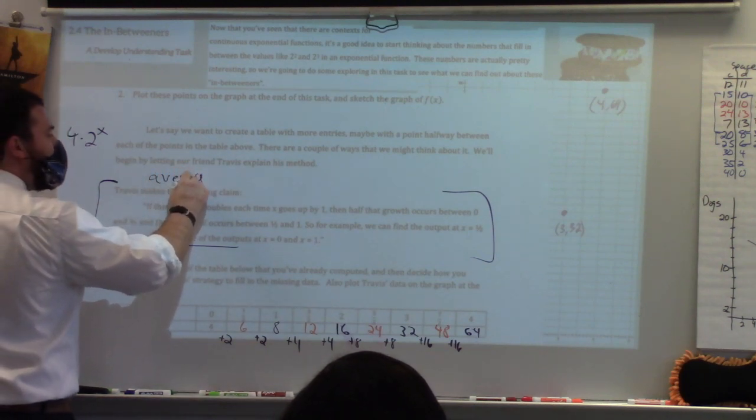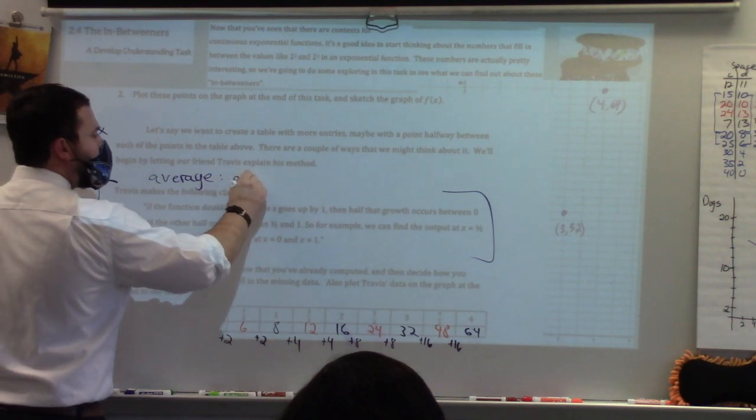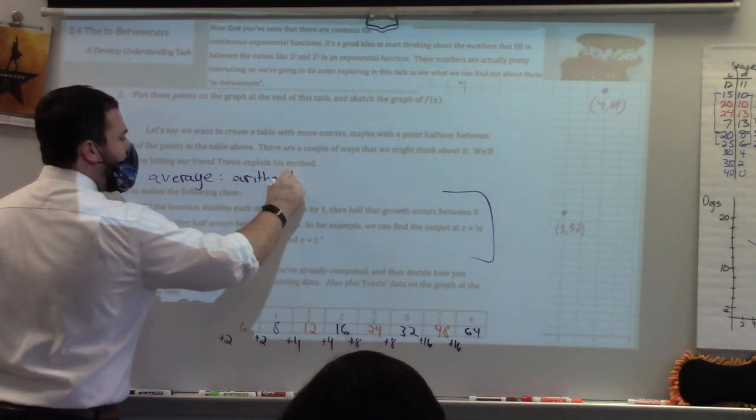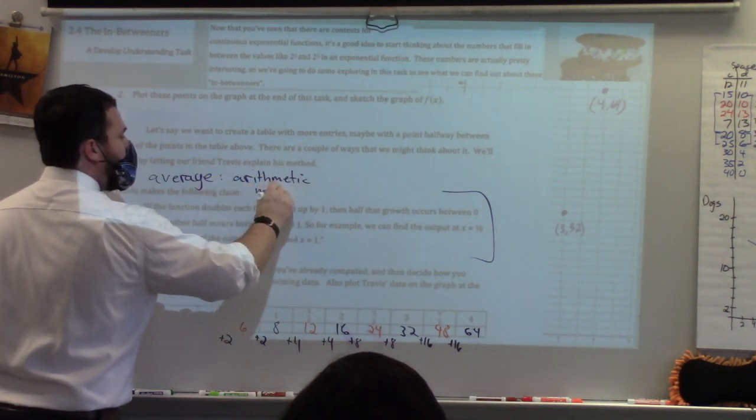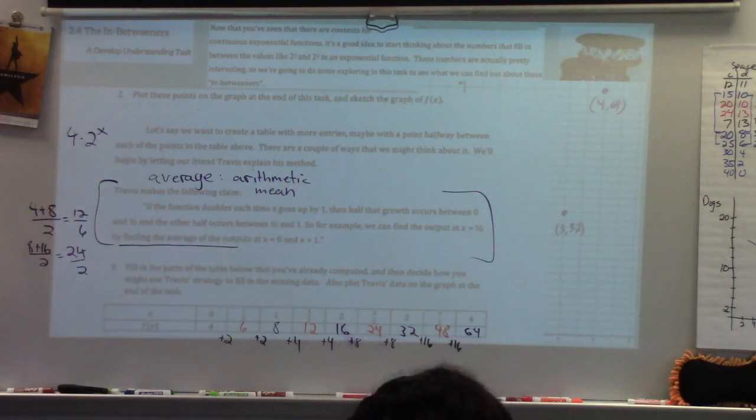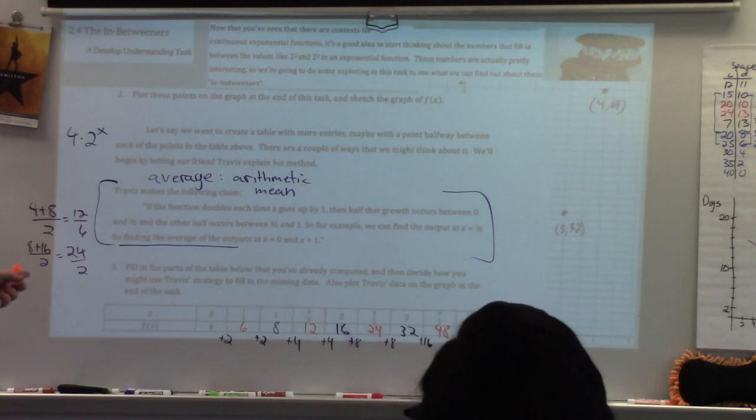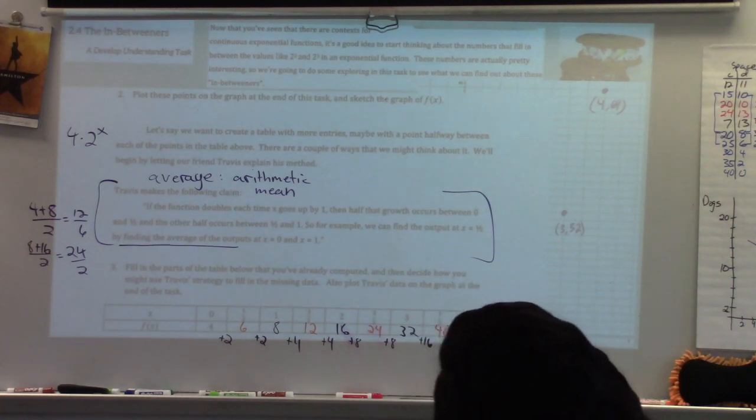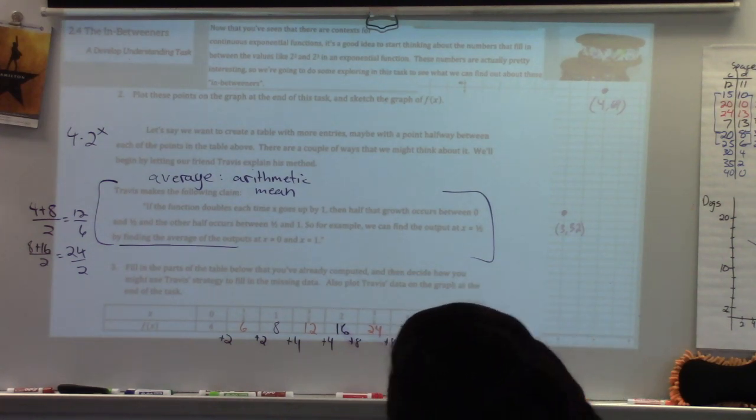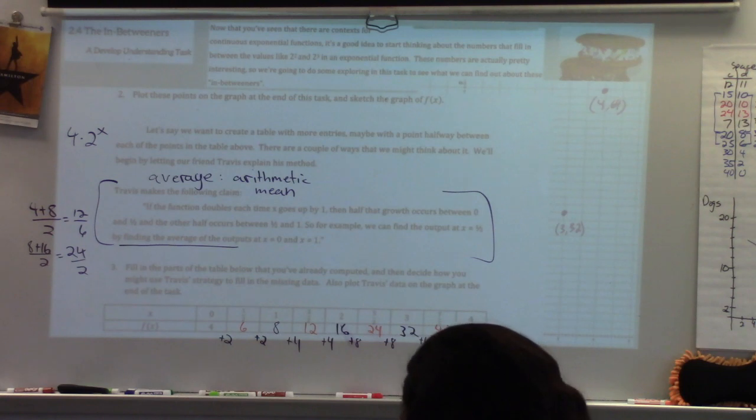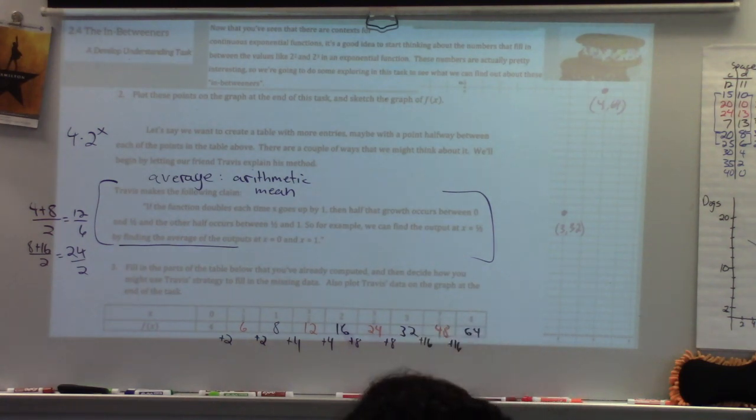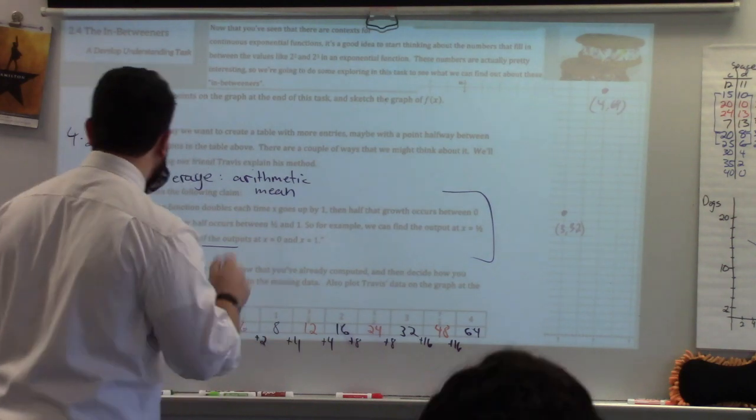So Travis's idea of finding an average, which is the same as an arithmetic mean, would work if it was a linear function, but is this linear? No. So do we want an arithmetic mean here? What do we want instead? A geometric mean. If it's an exponential function, we don't want an arithmetic mean, we want a geometric mean.